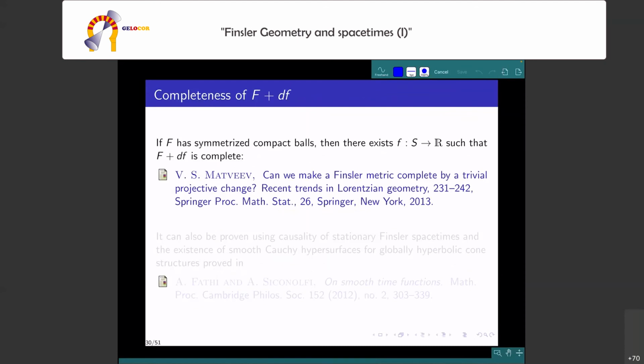Okay, so given a Finsler metric F, if the intersections of forward and backward balls are compact, then there exists a function f such that F plus df is complete.